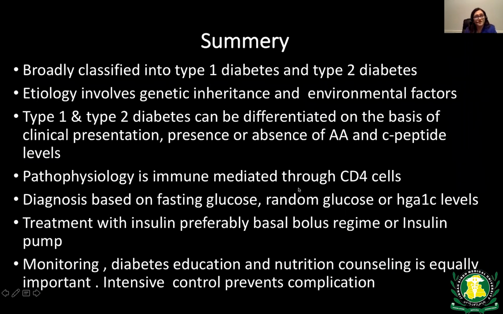So, just to summarize, diabetes is broadly classified into type 1 and type 2 diabetes. Etiology involves genetic inheritance and environmental factors. Type 1 and type 2 diabetes can be differentiated on the basis of clinical presentation, presence or absence of autoantibodies, and C-peptide levels. Pathophysiology is immune mediated through CD4 cells and autoantibodies. Diagnosis is based on fasting glucose, random glucose, or hemoglobin A1C levels.